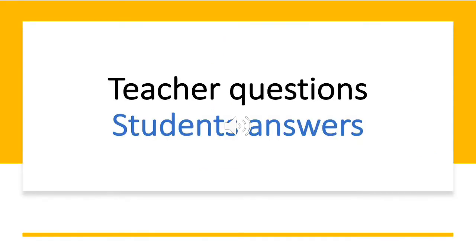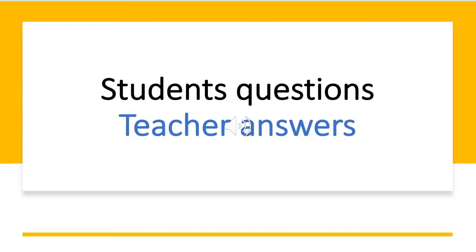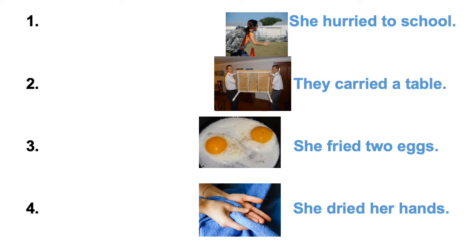Teacher questions, student answers. Where did she hurry to? What did they carry? What did she fry? What did she dry? Student questions, teacher answers. Ready? 3, 2, 1. She hurried to school. They carried a table. She fried 2 eggs. She dried her hands.